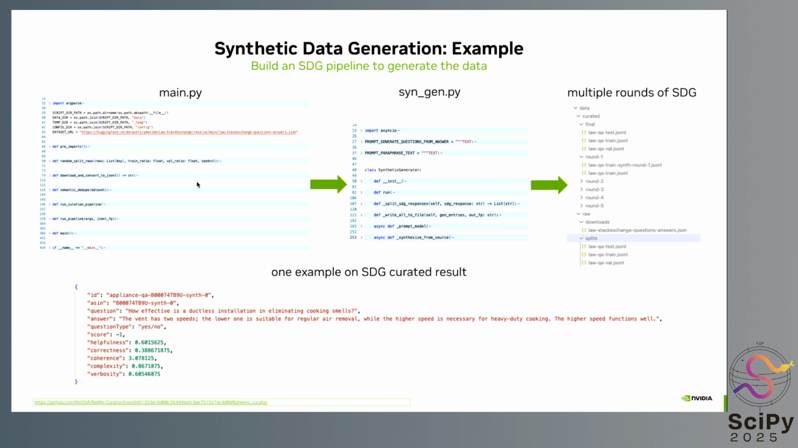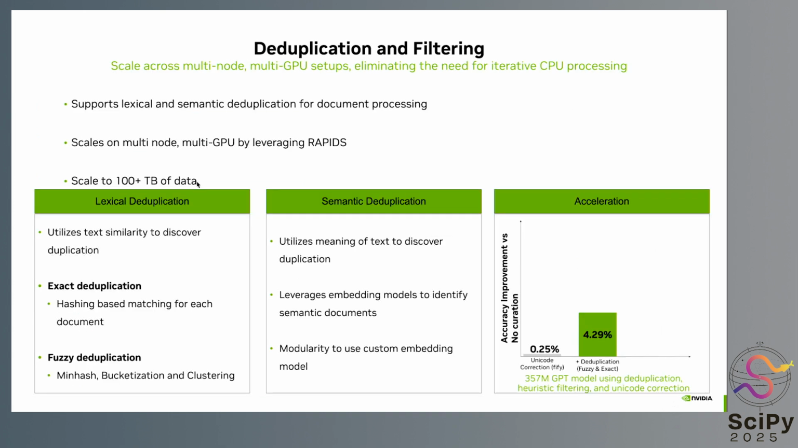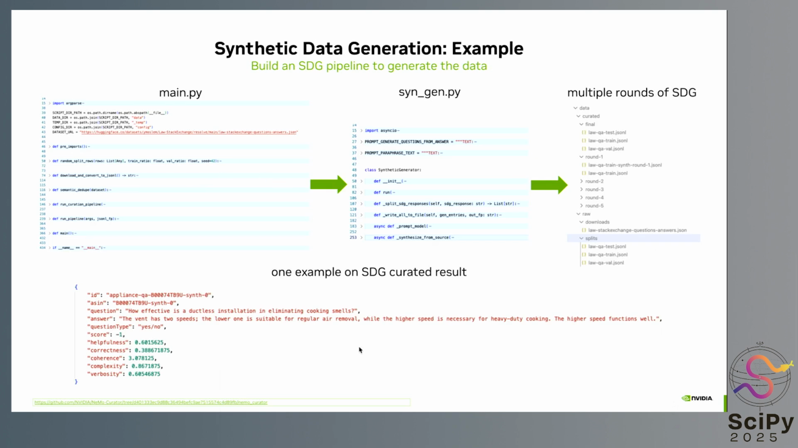And at the bottom of this slide, I'm giving you an example of the SDJ curated result. This example is generated using 340B instruct and reward model. As you can see, at the bottom, it gives us a multi-dimensional scoring matrix, including helpfulness, correctness, coherence, complexity, and verbosity. Those are all evaluation metrics for the synthetically generated data. And before we jump into the next feature, I want to give you guys a demo on the synthetic data generation.